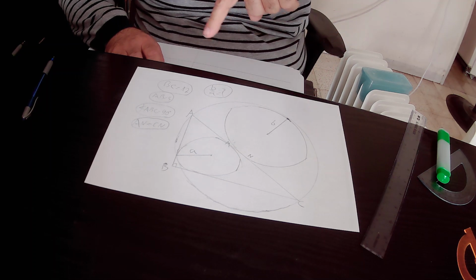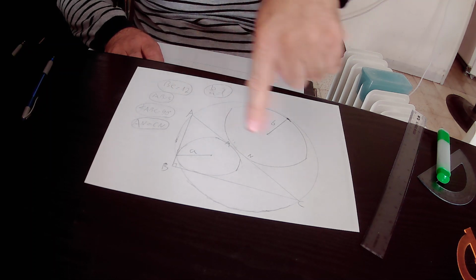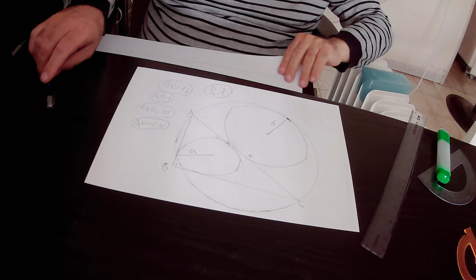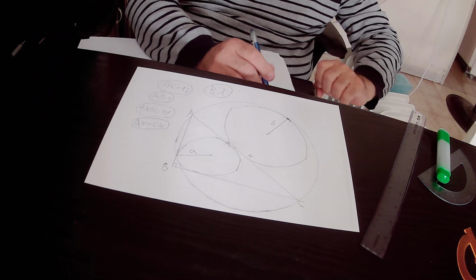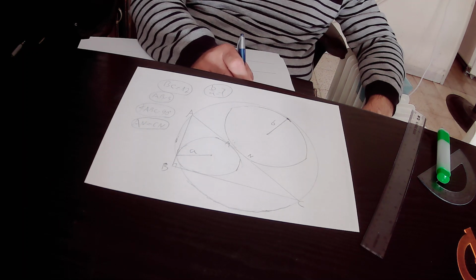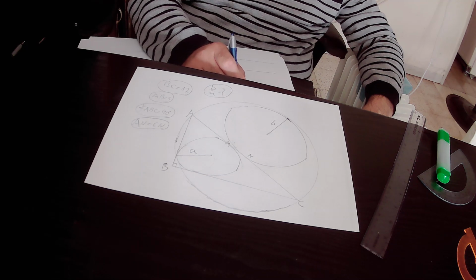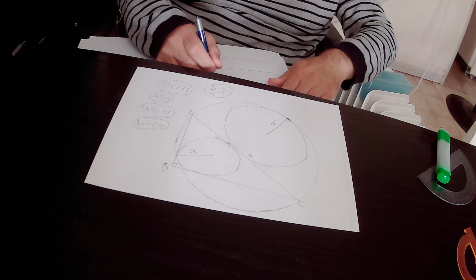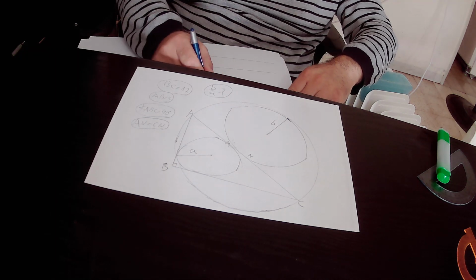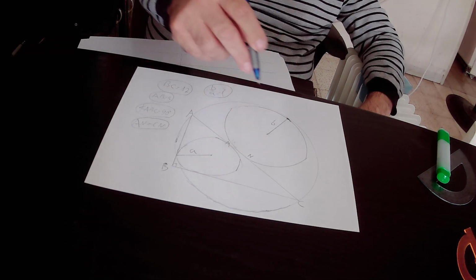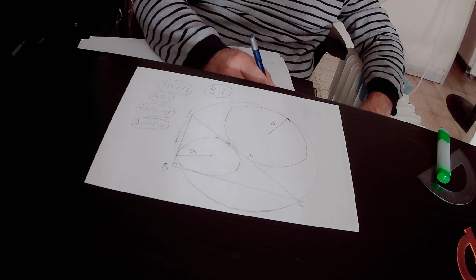So first of all, we implement the Pythagoras theorem on the right triangle ABC. According to the Pythagoras theorem, on the right triangle ABC, in any right triangle, the square of the hypotenuse equals the sum of the squares of the perpendiculars. That is to say, AC square equals AB square plus BC square.